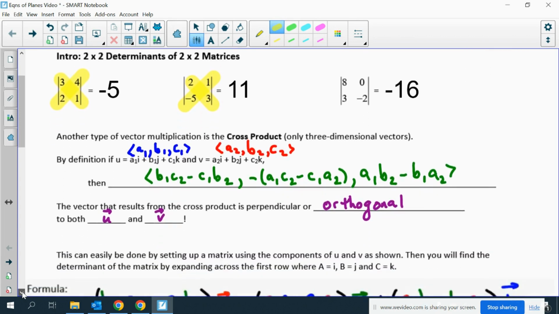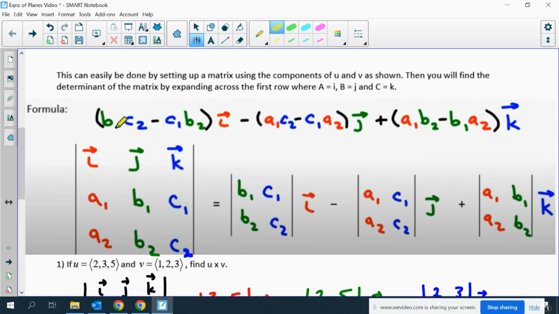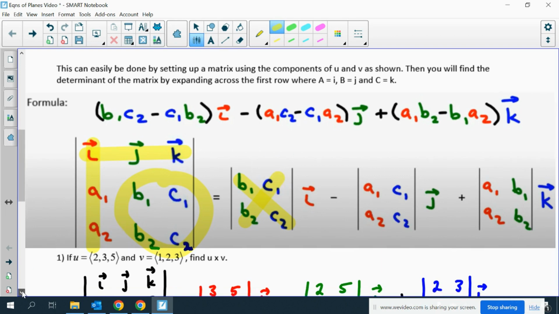And then when you are finding the cross product of two three-dimensional vectors, you would take 2 by 2 determinants and then multiply it by either i, j, or k. The 2 by 2 determinant that you take is, if I'm doing i, I eliminate the row and column that i is in, and then this ends up being the 2 by 2 I take in order to do that.